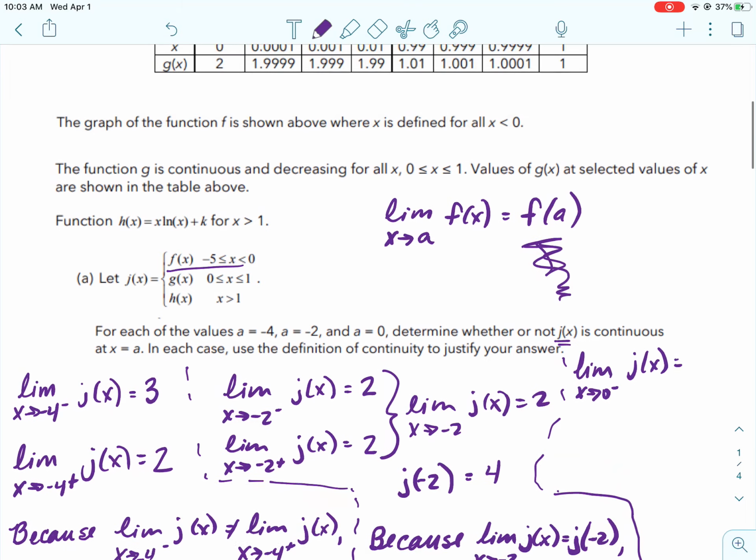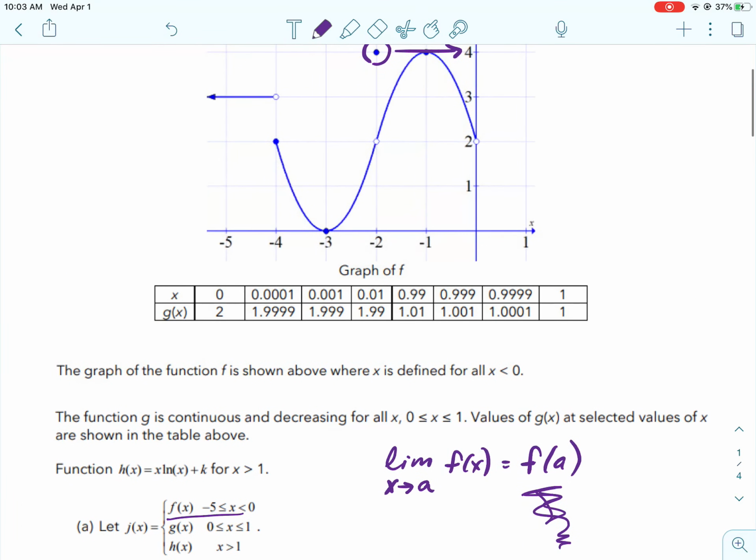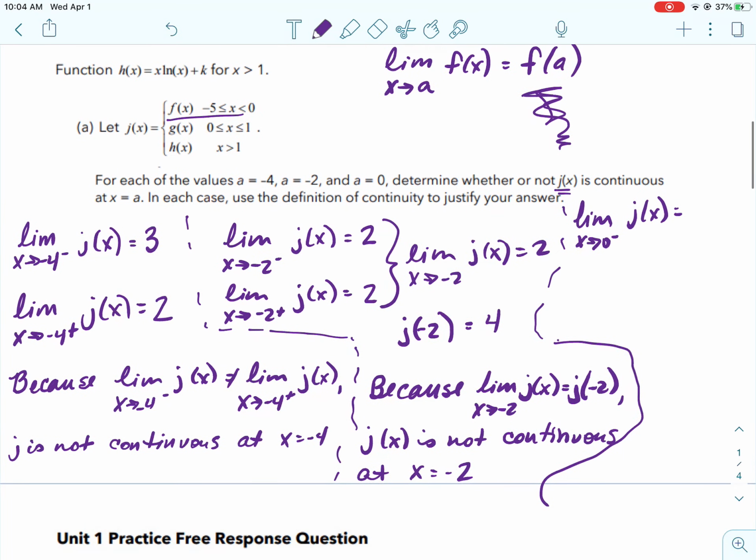All right, so let's start with the left side. As x approaches 0 from the left side, we're going to use f of x, which is the graph. We go to the graph and approach 0 from the left, and the graph is getting closer and closer to this point, which is when y is 2.